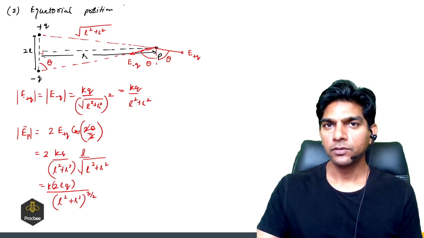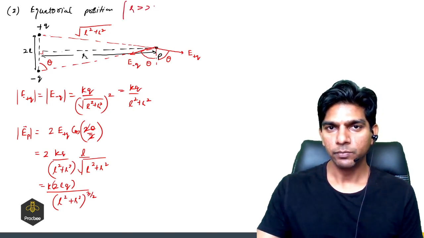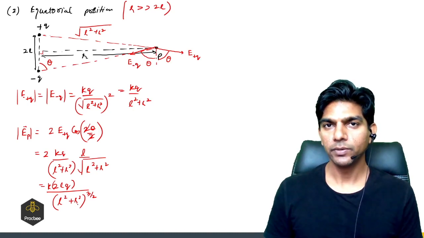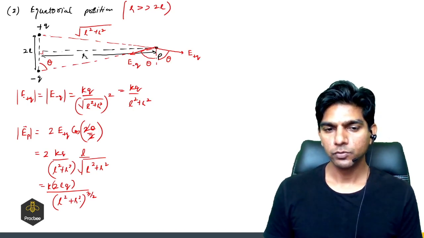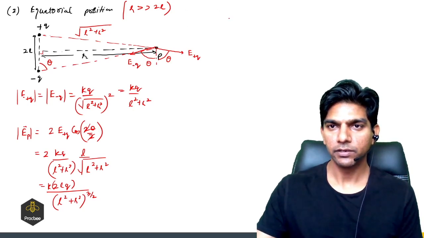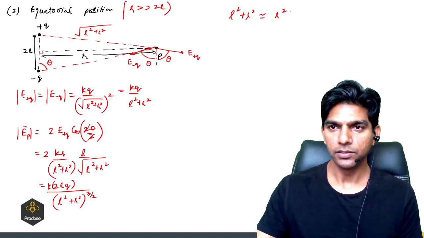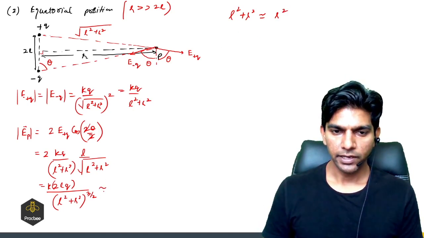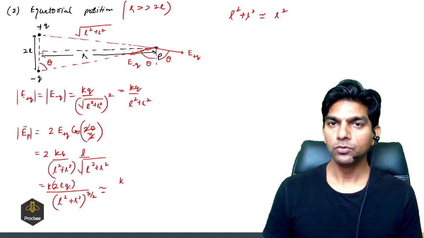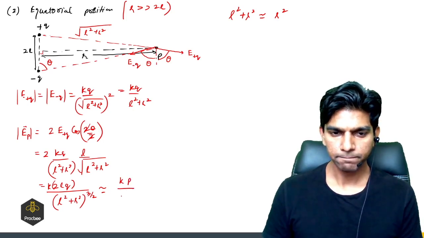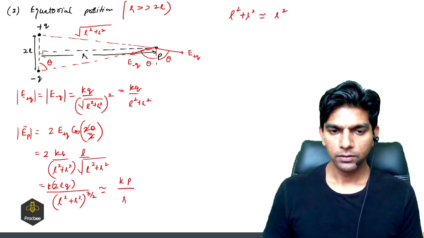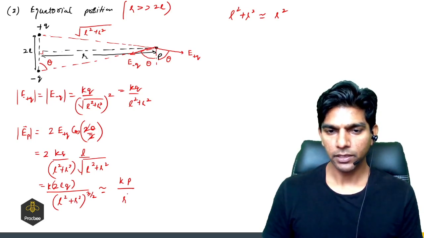Since we are considering only the case when R is very large in comparison to 2L, in the denominator L square will be negligible in comparison to R square. So we can write L square plus R square nearly equals R square. So this can be written as K times 2LQ, which is nothing but the electric dipole moment, divided by R square raised to power 3 by 2, which will be R cubed.